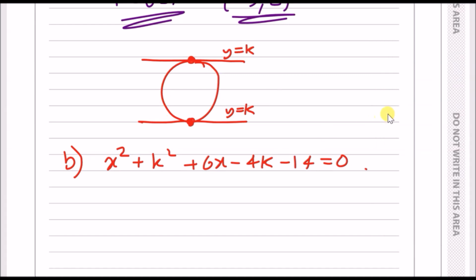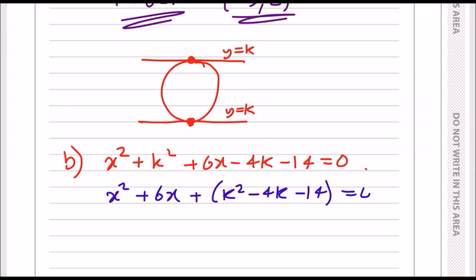Now this question is actually a discriminant question in disguise, because the only way you can compute k is if you use the discriminant of x. The discriminant tells us that we need to rewrite this in quadratic form. Well, we've got x² + 6x, and now we have a massive constant of k² − 4k − 14, and that's going to equal 0.